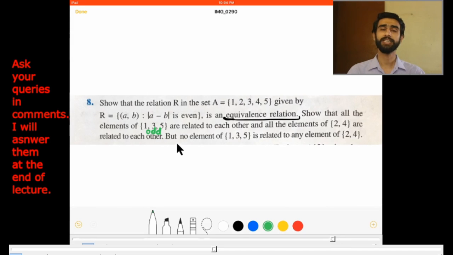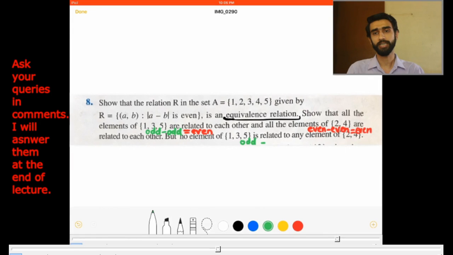All elements are related to each other because the difference is always even. Now odd minus odd is equal to even. We know this. So for this set, this is true. Now for 2, 4, all elements are even, and we know that even minus even is equal to even. Difference of two even numbers is even. Hence all the elements will be related to each other.